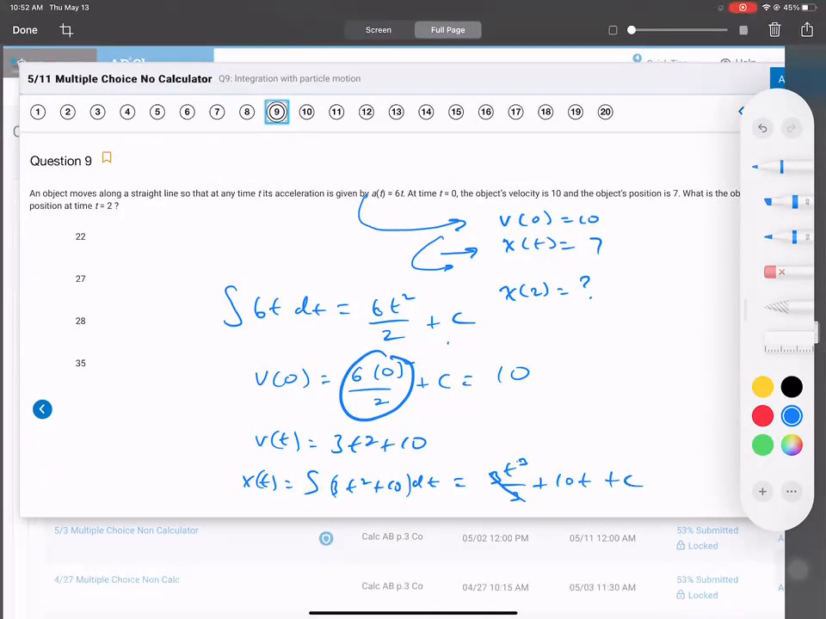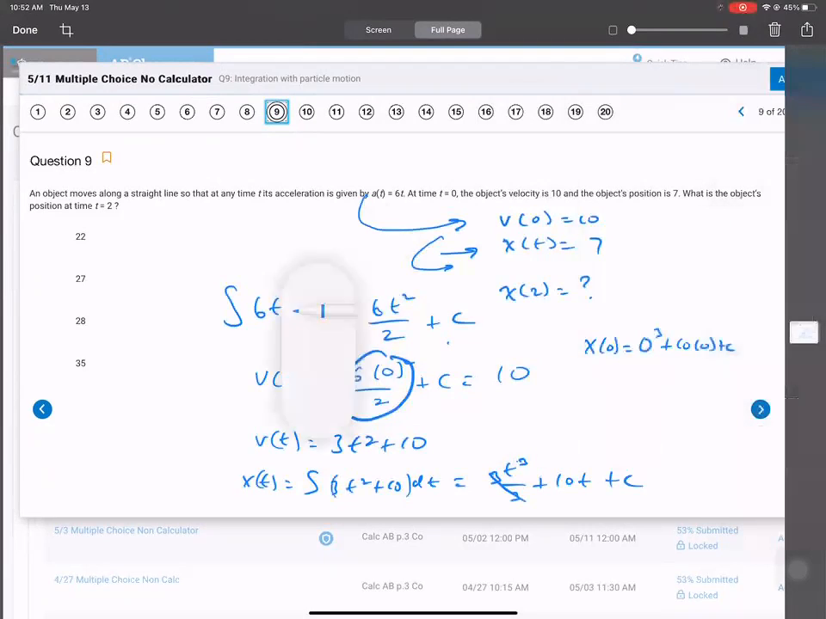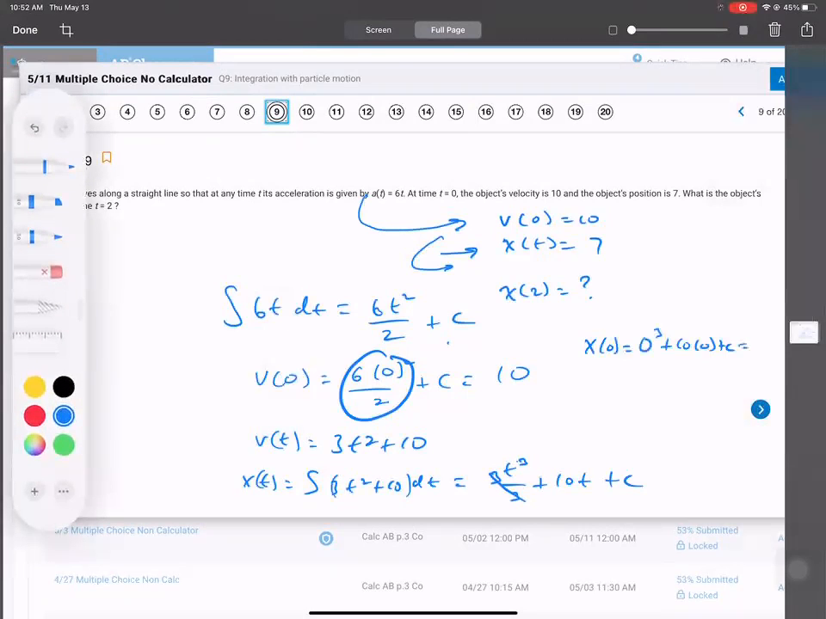So when t is equal to 0, x of 0 is equal to 0 cubed plus 10 times 0 plus c, which is equal to 7. So since it's all 0, c is 7. All right, x cubed plus 10t plus 7. That's our function.